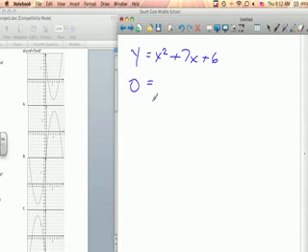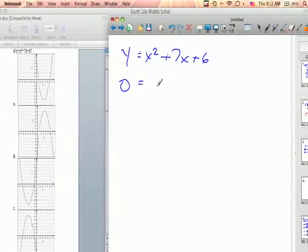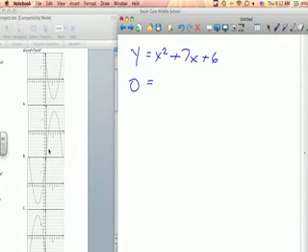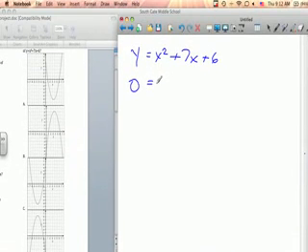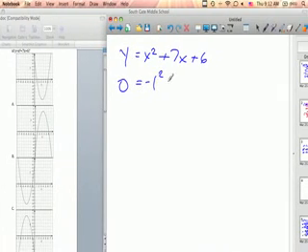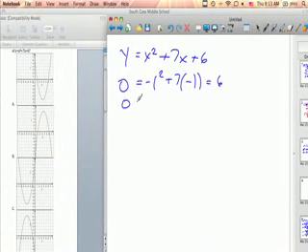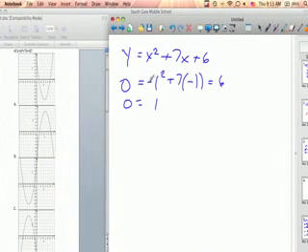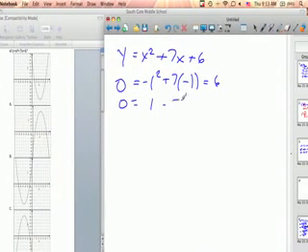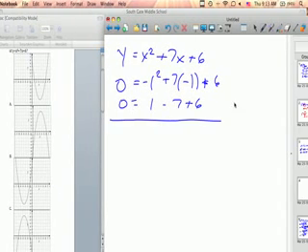Let's see. So I've got -1 here, and I've got -6 here. So let's substitute -1 squared for x. 7 times -1. 0 equals 1. -1 times -1 is 1, minus 7, plus 6. That makes sense, because 1 plus 6 is 7, minus 7 is 0. Okay. Let's try that again.